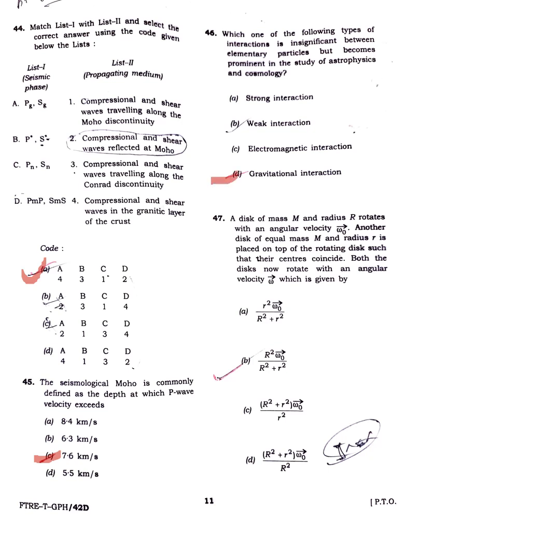Okay, the disk of mass m and radius r rotates with an angular velocity omega naught. Another disk of equal mass and radius r is placed on the top of the rotating disk such that their centers coincide. Both the disks now rotate with an angular velocity omega. Which of the following? B.